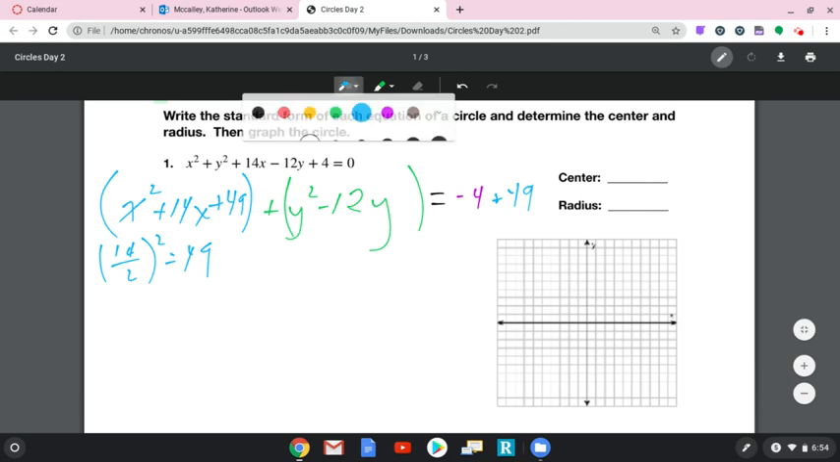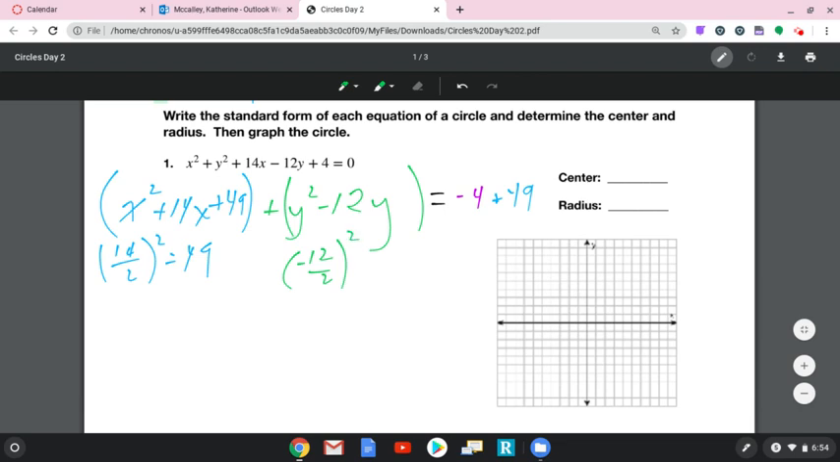Okay, same thing with y. To complete the square at y, I'm taking negative 12 divided by 2 and squaring it. Well, negative 12 divided by 2 is a positive 6. Squared, that is 36. So I'm going to add 36 to make a perfect square trinomial. If I add it to the left side of my equal sign, I must also add it to the right to keep an equivalent equation.